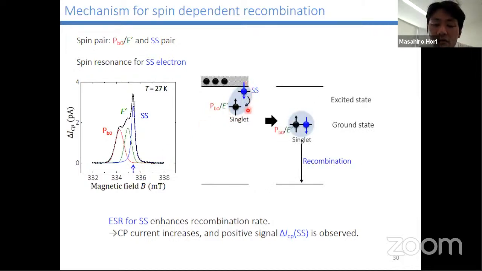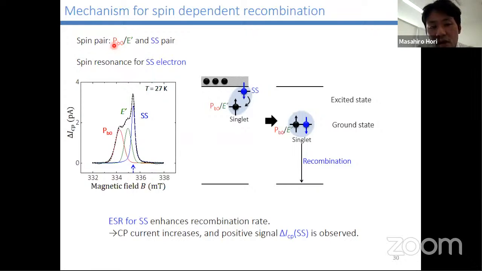Similarly, this triplet to singlet transition also enhances the recombination rate. Therefore, a shallow state peak can be observed. Namely, the key to the observation of the signal is the formation of the spin pair.